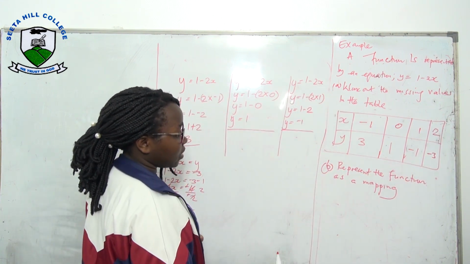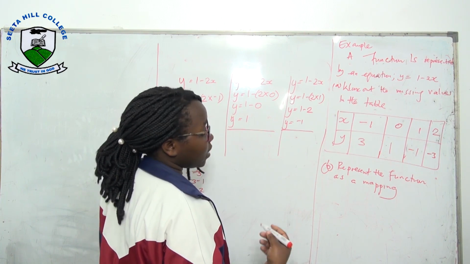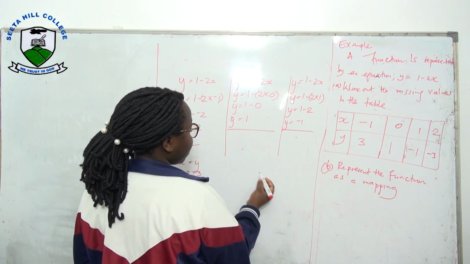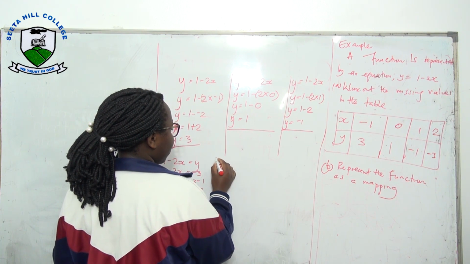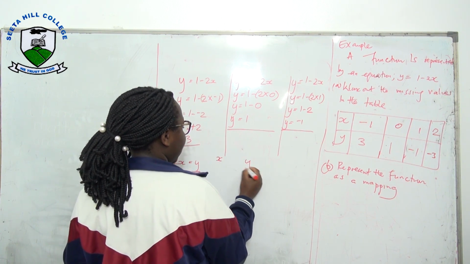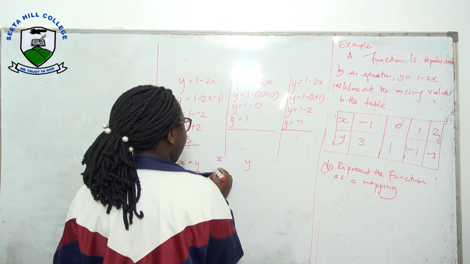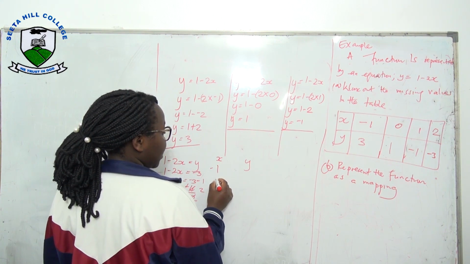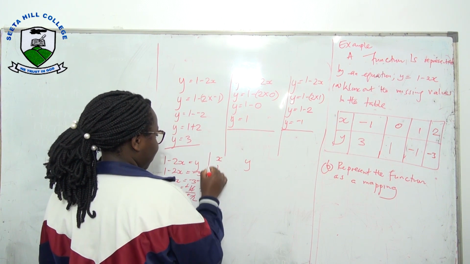So now represent the function as a mapping. Since this is a one-to-one mapping, it shall just be like the previous mapping. So we have x for x and then for y. This can also be called the domain, then this one can be called the range. This is negative 1. The domain. And then 0, 1, 2, and 2.